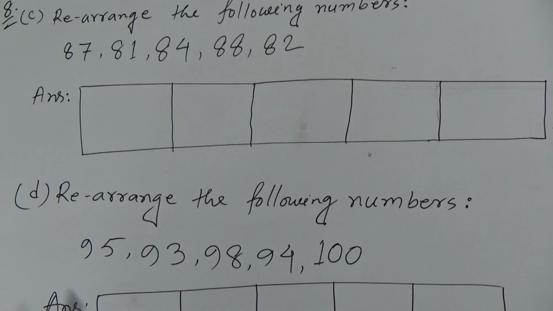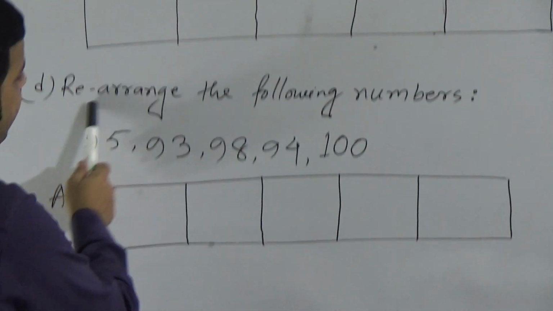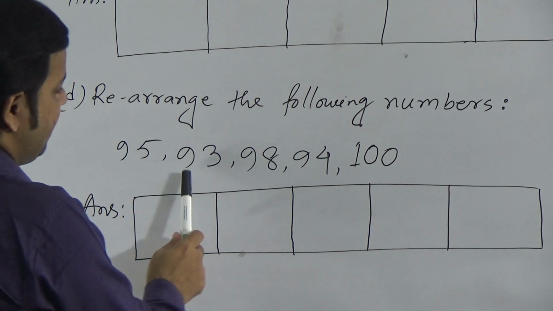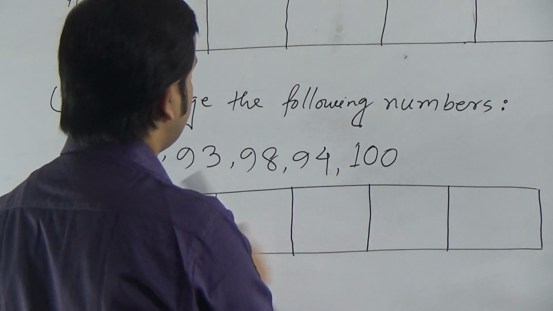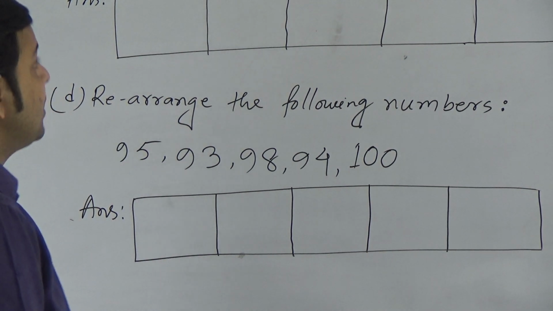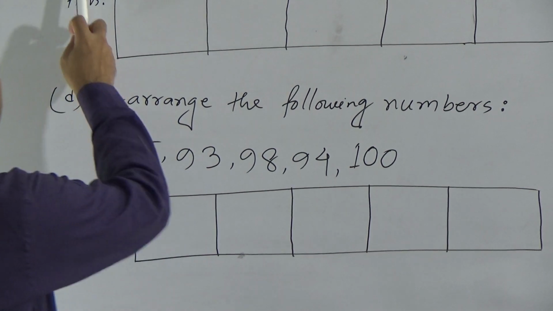Okay, dear students, this is the second question. Question D, rearrange the following numbers. Here 5 numbers are given: 95, 93, 98, 94 and 100. We have to arrange these 5 numbers also. Okay, at first we have to solve question C.